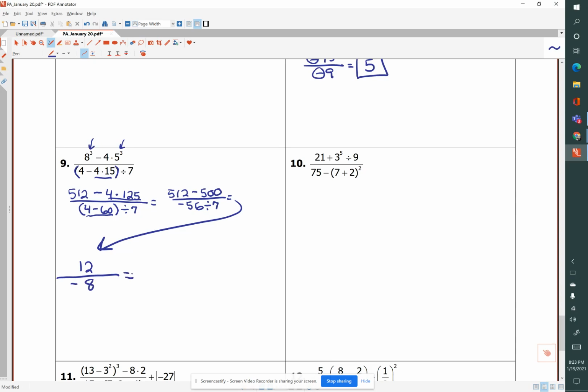And we can reduce that to -3/4. And that is the answer to number 9.